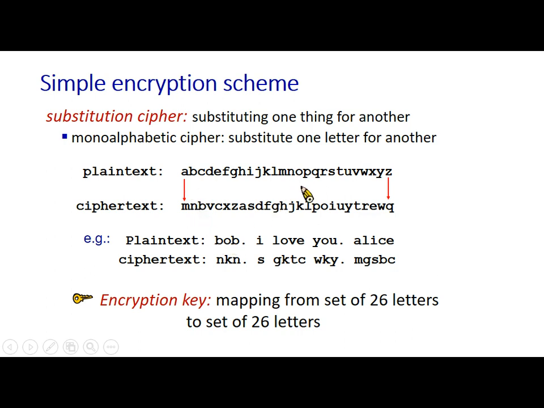O maps to K. So BOB becomes NKN. So we need a mapping table. The message Bob, I love you, Alice changes to NKN and so on, character by character. The encryption key here is a mapping from the set of 26 letters to the set of 26 letters.